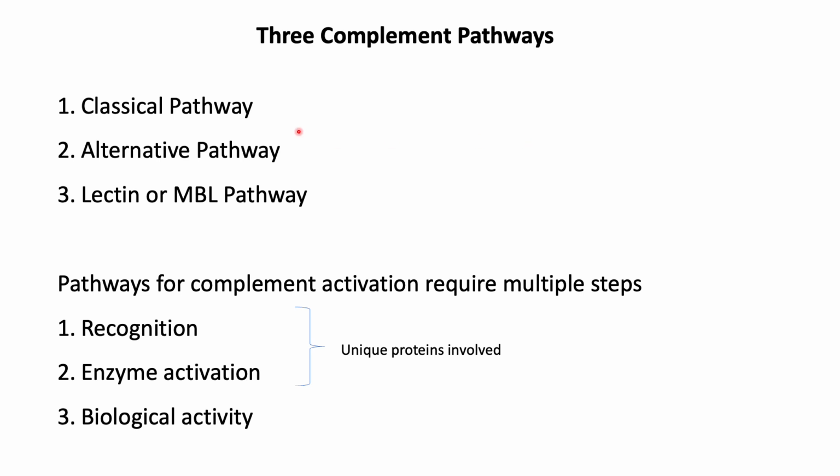There are three major complement pathways: the classical pathway, the alternative pathway, and the lectin or MBL pathway. The pathways for complement activation require multiple steps, which are recognition, enzyme activation, and biological activity. The first two steps, recognition and enzyme activation, require unique proteins.